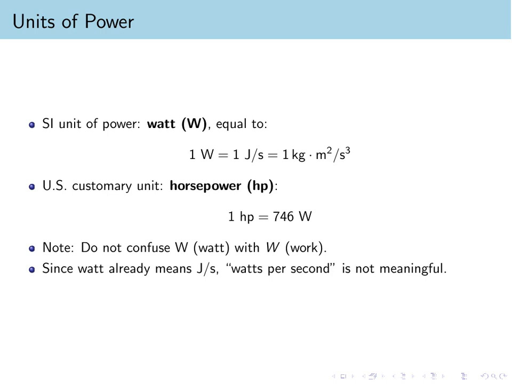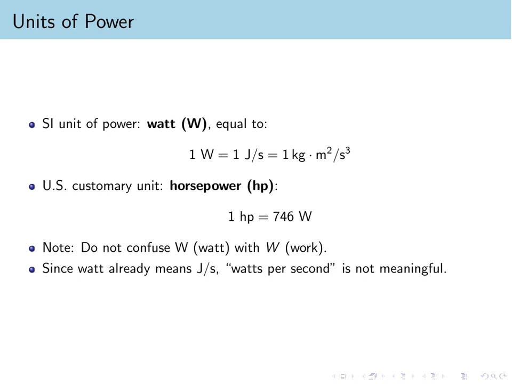Let us examine the units used to measure power. The standard SI unit is the watt, symbolized by a capital W. 1 watt is defined as 1 joule per second, or in base units, 1 kilogram meter squared per second cubed. In the United States customary system, we often use horsepower, where 1 horsepower equals 746 watts.